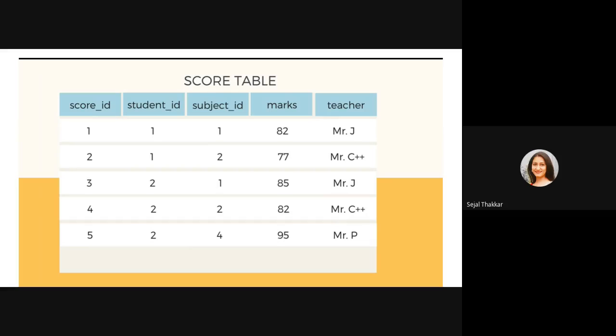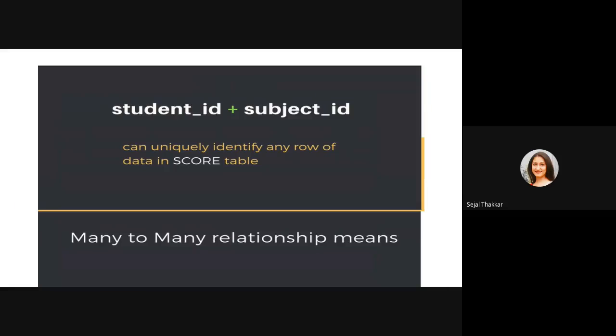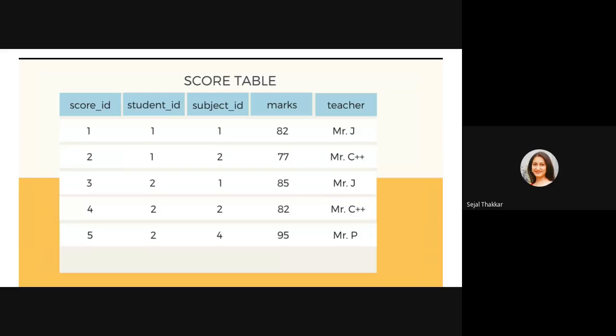So from student ID, I'm not going to get the marks and subject details, because one student has given exams of many subjects, and we also don't know which subject's marks we want. So from student ID, we are not going to get the proper detail of which subject marks we require. So in that case, student ID and subject ID, these two together uniquely identify any row of data in the score table. So from the combination of subject ID and student ID, I can see that enrollment number 1 has this much marks in this particular subject.